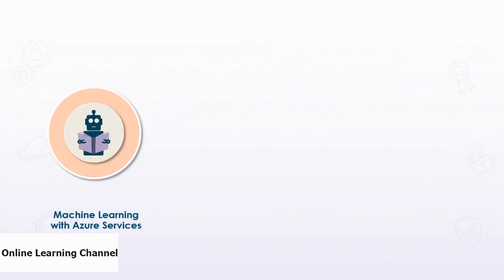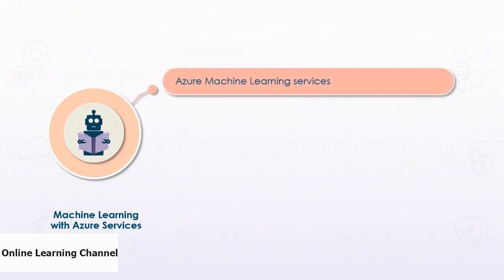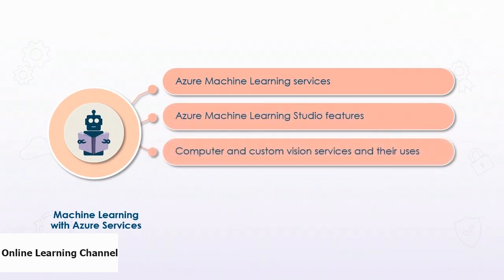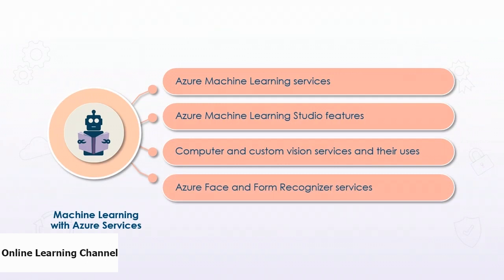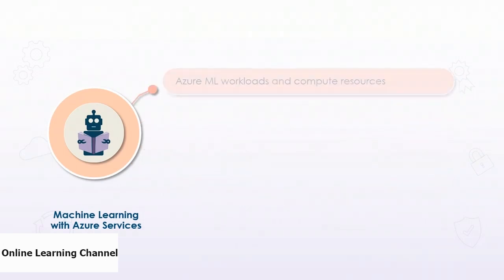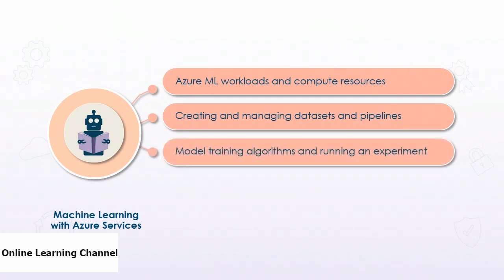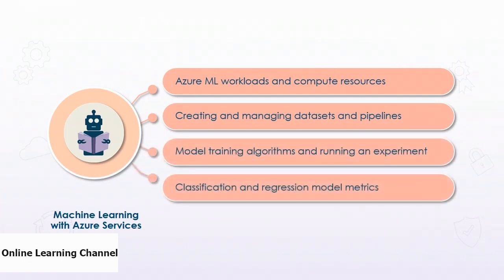So in this course, we've worked with the Azure ML Studio and learned about the features of some of the Azure ML services. We did this by exploring Azure Machine Learning Services, features of the Azure Machine Learning Studio, computer and custom vision services and their uses, Azure Face Service and Form Recognizer services and capabilities, Azure ML workloads and compute resources, creating and managing datasets and pipelines, model training algorithms and running an experiment, and classification and regression model metrics.